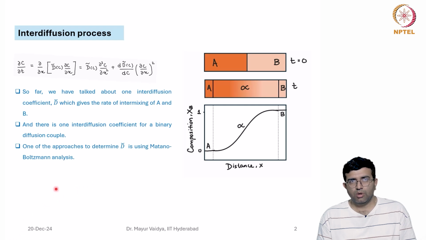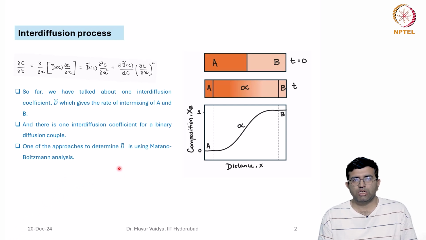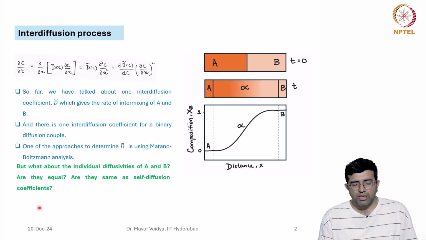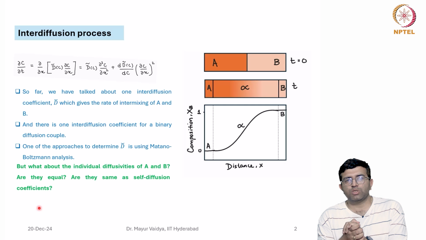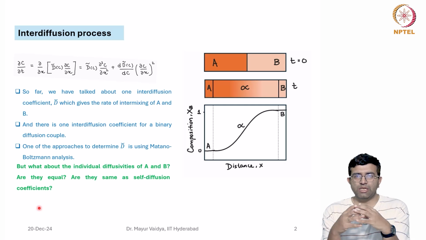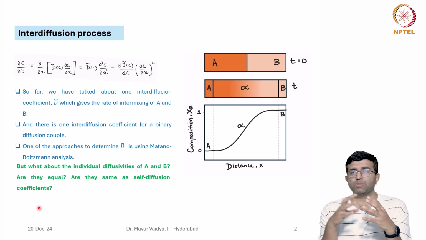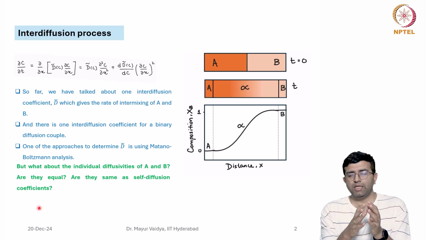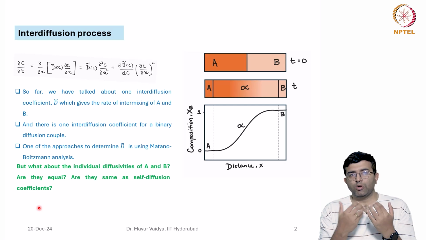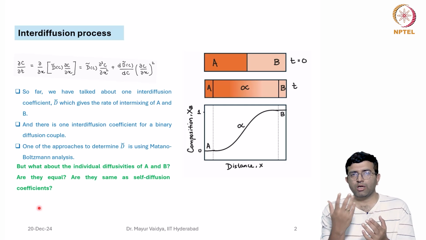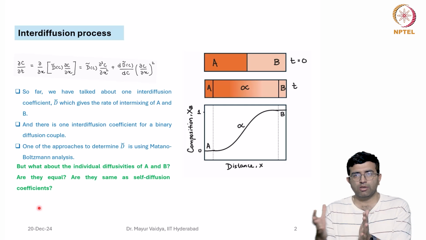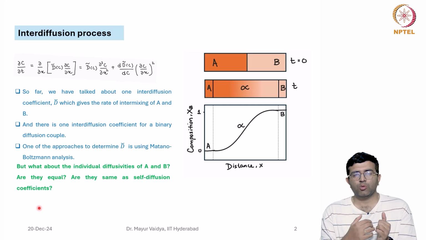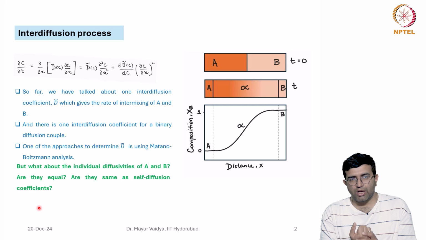Now, we saw that one of the approaches to determine this D tilde is the Matano-Boltzmann analysis. But what about the individual diffusivities of A and B? See, even in the intermixing process, there is a movement of A, there is movement of B. So, are these diffusion coefficients equal? Are these elements moving at the same rate? So, that is what we are going to see in the remaining lectures, and what was observed through the Kirkendall effect.